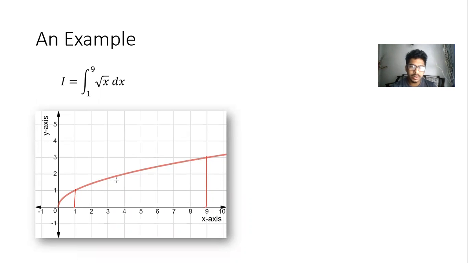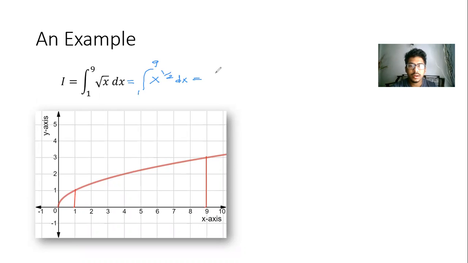Okay, so we want to integrate this area. First let's integrate using our normal integration. So this is equals to the integration with limits 1 to 9 of square root of x. I can write x to the power half dx. Okay, so let's integrate this.